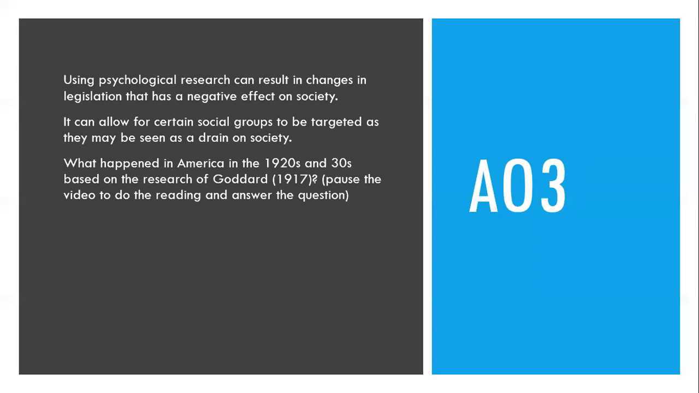Now, what I'd like you to do in your textbook on pages 106 and 107, and remember we're in the second year textbook for this one, to help make sense of the first two sentences, is identify what happened in America in the 1920s and 30s based on the research of Goddard in 1917. In a moment you're going to pause. You'll find the research on Goddard at the top of page 107, under the title of Social Control. Have a read there, and then answer the question. So I'd like you to pause now.